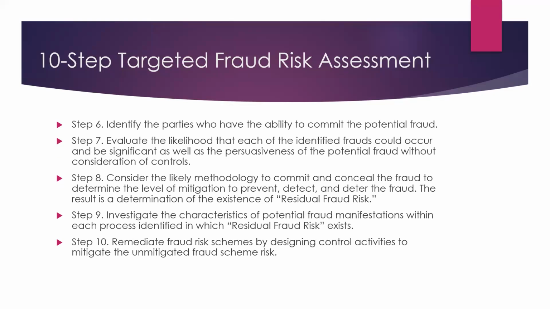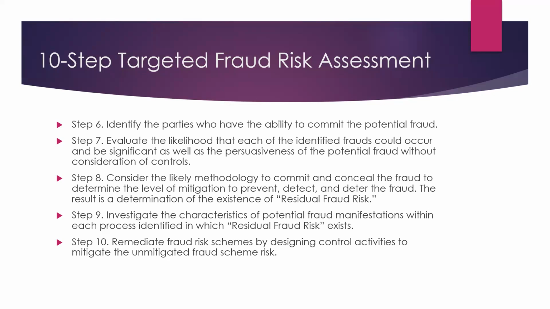Now our last 5 steps, steps 6 through 10. In step 6, we identify the parties who have the ability to commit the potential fraud. So identifying parties who have the ability to commit that fraud and might need to be further examined or looked at more closely.